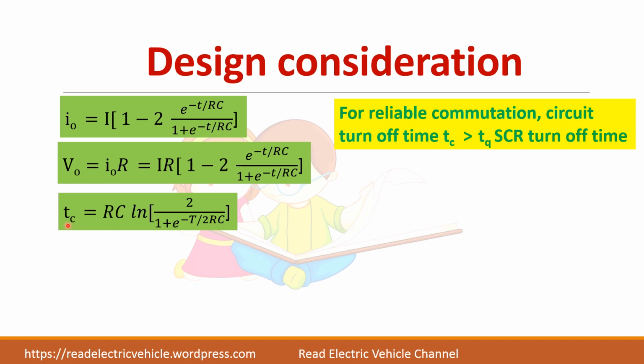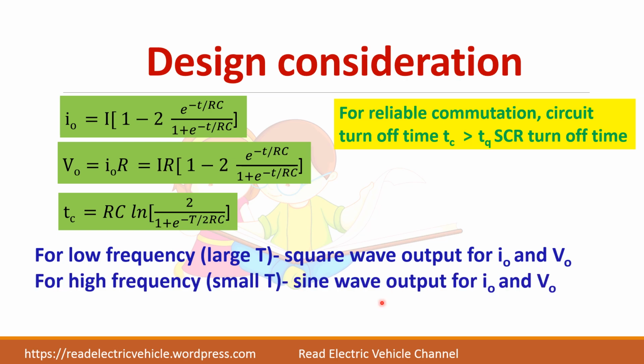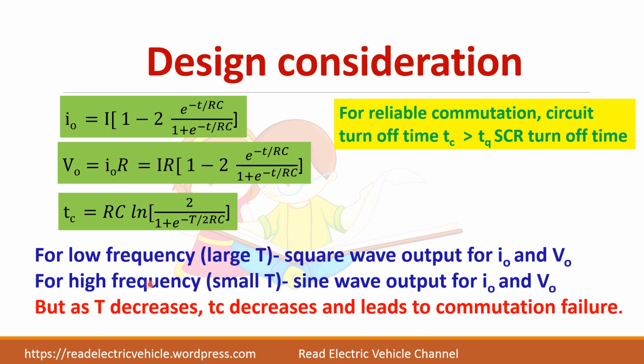This circuit turn-off time should always be greater than the SCR turn-off time for reliable commutation. If you use it for a low frequency application, you will get a square wave output for V0 and I0. And if you have a high frequency application, you will get a sine wave output. But there is always a limit on the operating frequency. If you decrease T or increase the frequency above a limit, the circuit turn-off time will decrease, which will lead to commutation failure.